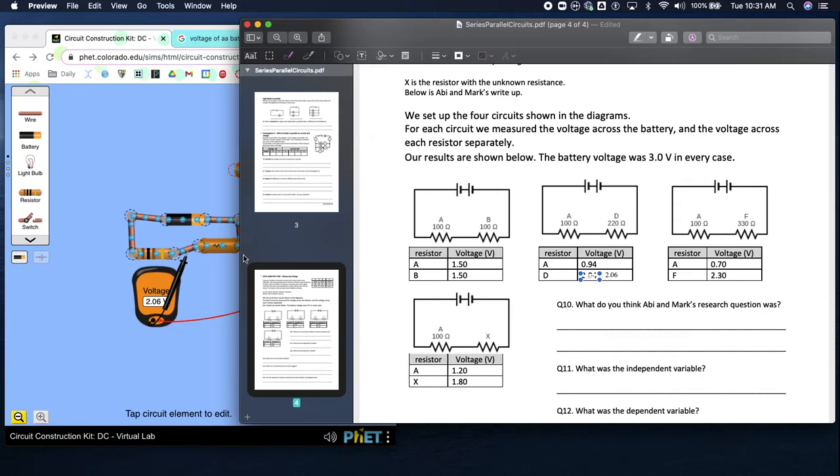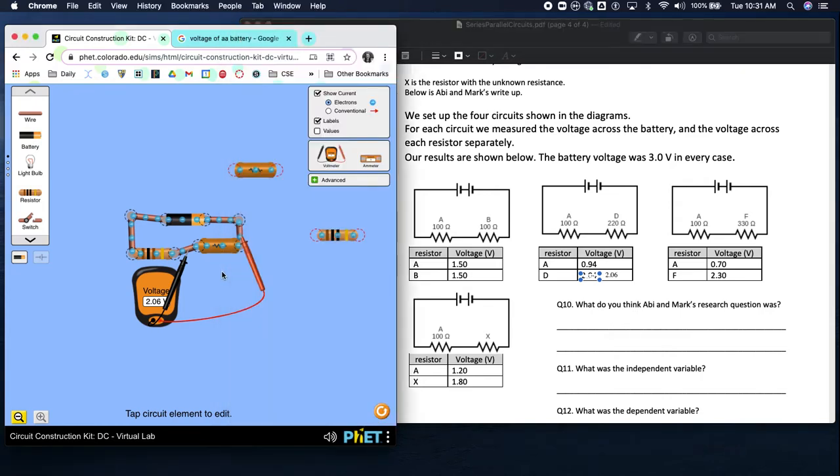Now, we want to test the next one, and that's with resistor F of 330 ohms. All right, total voltage is 3 volts. 0.7 for this guy right here for resistor A. Resistor F is 2.3, okay? So far, so good. All right, now we need to measure our unknown resistor.